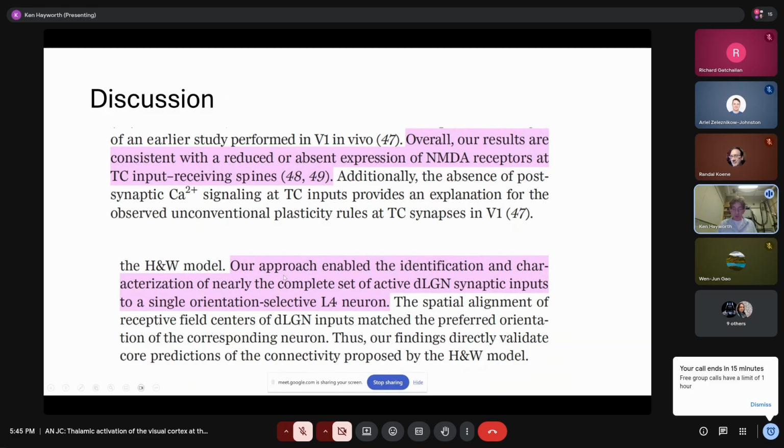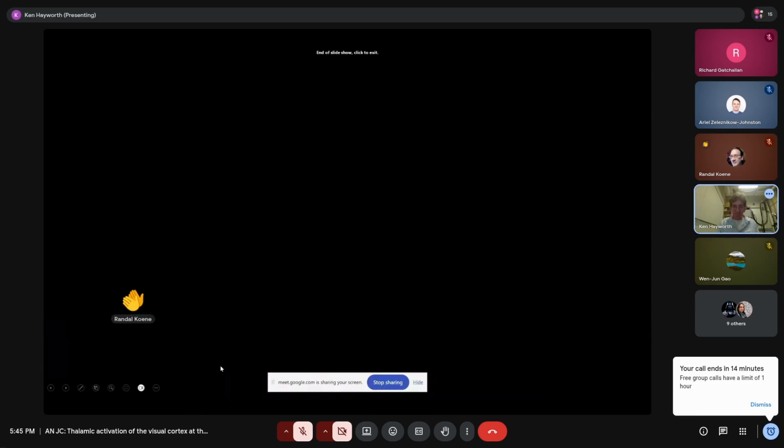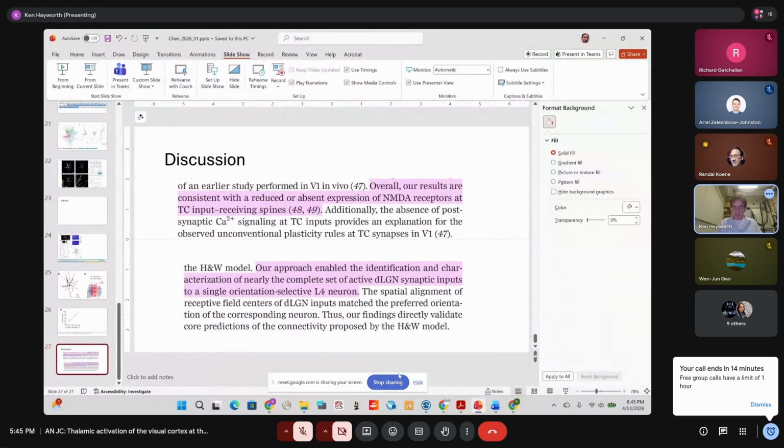Anyway, the other thing is our approach enabled the identification and characterization of nearly the complete set of active LGN synaptic inputs to a single orientation selective L4 neuron. The spatially aligned receptive field centers from LGN inputs matched the preferred orientation of the corresponding neuron. Thus, our findings directly validate predictions of the connectivity proposed by the Hubel and Wiesel model. And that's all I got. So I'll open it up to questions.